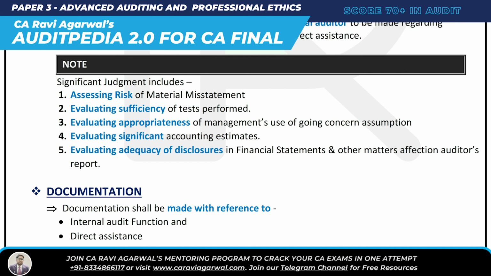Remember, AIE, using the work of. Tell me, what is AIE? A is using the work of another auditor, I is using the work of the internal auditor, and E is using the work of the auditor's expert. SA 600, 610, 620.